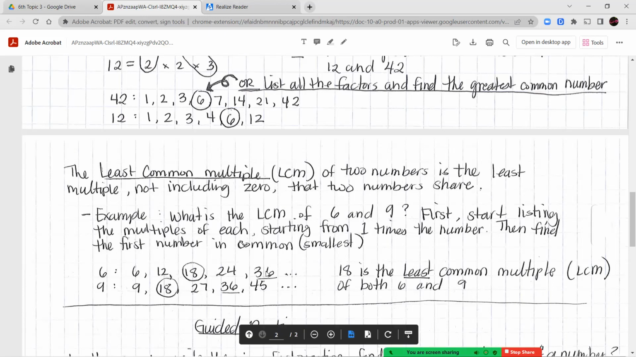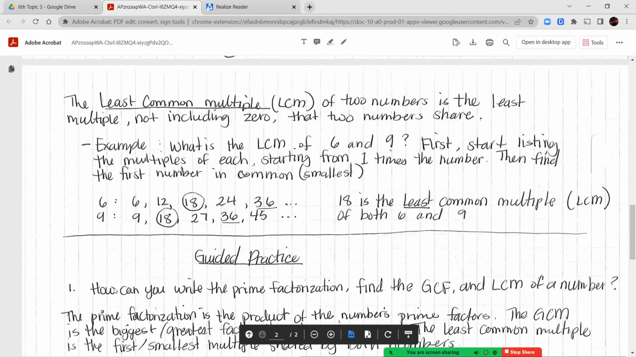Okay. So here I can see with 6 and 9, the smallest number that they have in common is 18. Yes, they do have 36 in common. They may have additional numbers in common as you get bigger and bigger. But the smallest number that they have in common is 18. 18 is a number that can be found in both multiplication tables for your 6s and for your 9s.